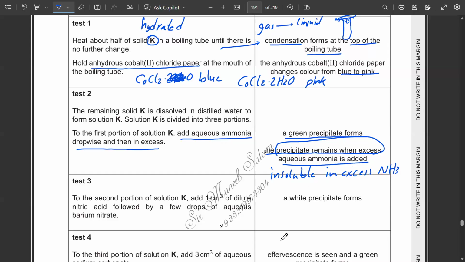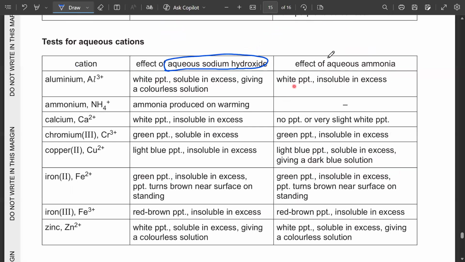So let's look at the qualitative notes to understand the identification. The aqueous ammonia test is there for the cations, and we have to look at the green precipitate. Green precipitates are mentioned here and also here.